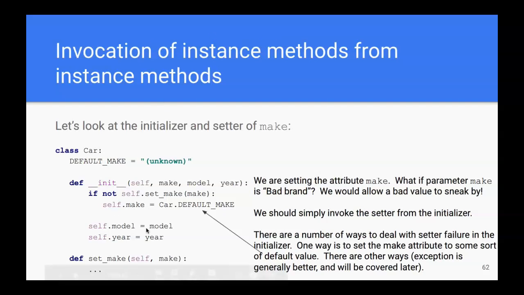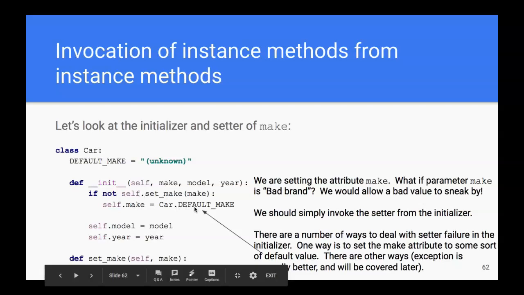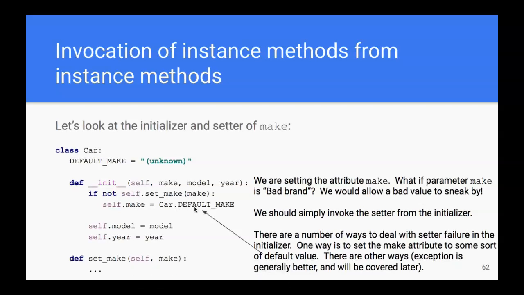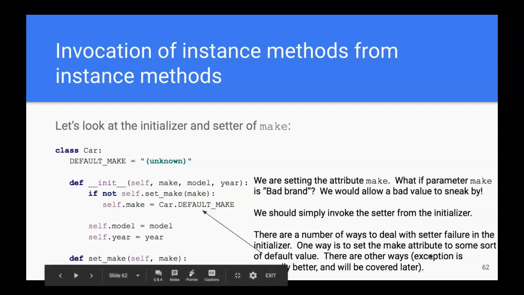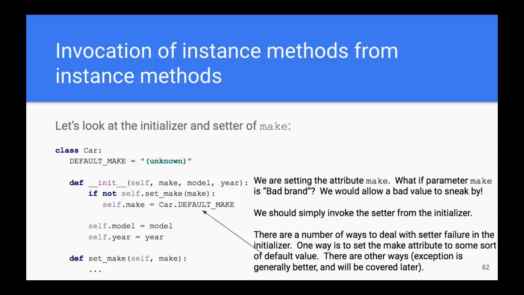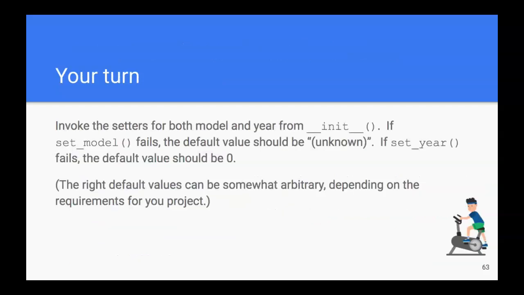Like I said, what you actually do here, there's no single right way to do it. We chose to set it to some default value. There are other ways to do it. One particularly good way that I like is using exceptions. We'll talk about exceptions later. An exception is just a way to report an error. That's another way of handling an invalid attribute value in an initializer.